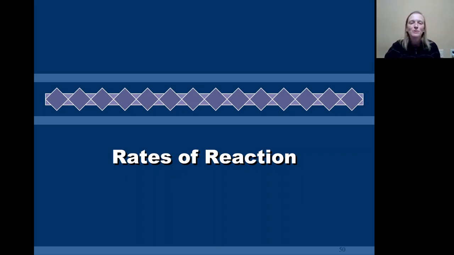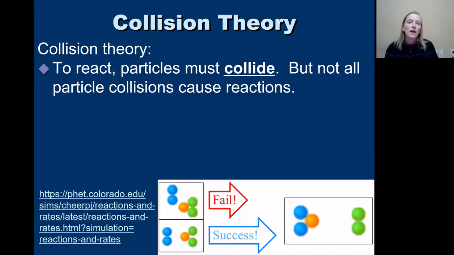The last topic we have to learn about is rates of reaction. In order to talk about rates of reaction, first we need to talk about collision theory. The idea of collision theory is that in order to react, particles have to collide, but not every single collision results in a successful reaction.